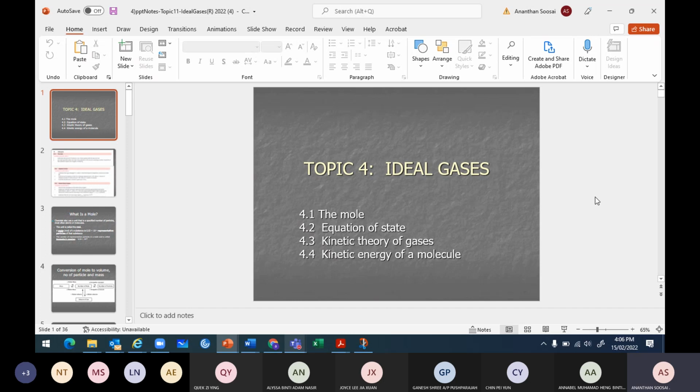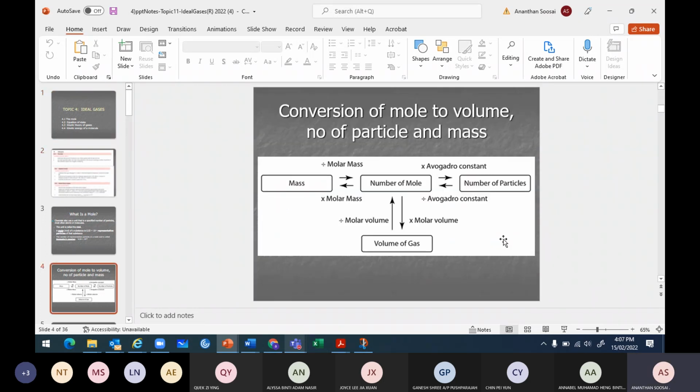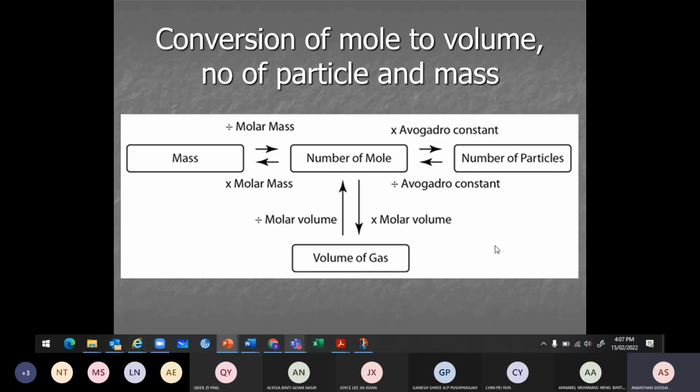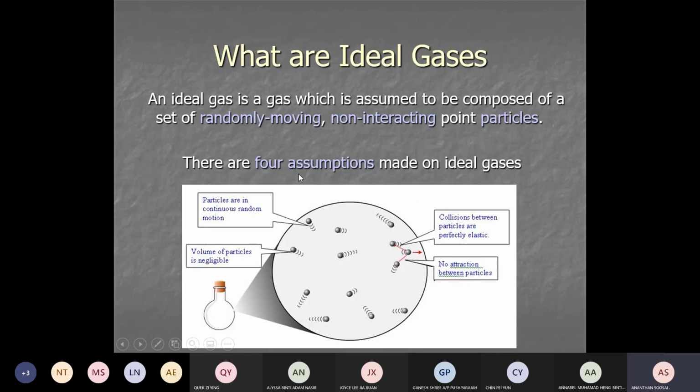Okay, guys. We're done with the mole concept. Now we're done with the equation of state too. New formulas were introduced. Today we're going to go through the third one, kinetic theory of gases. So we learned about number of moles. Just go through fast. So conversion you have to know.